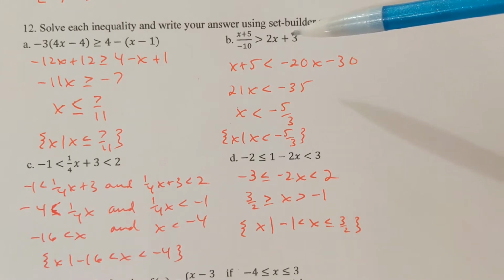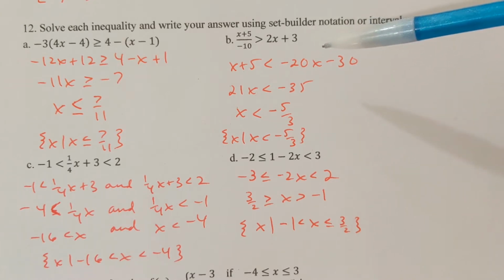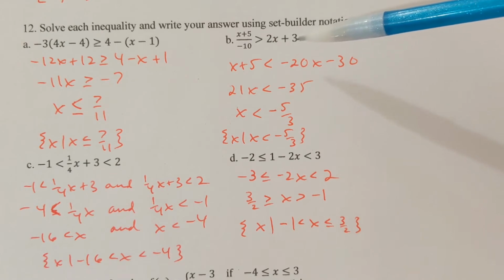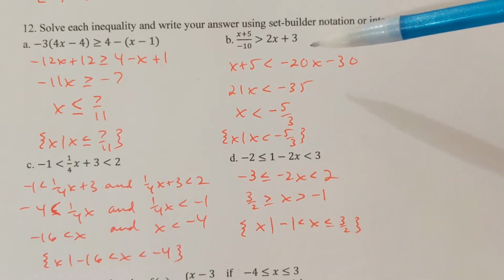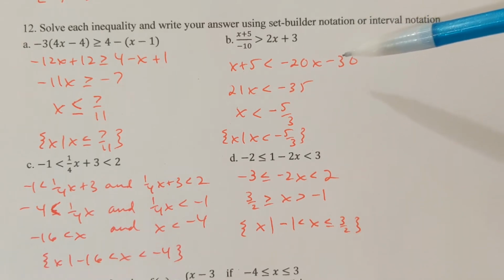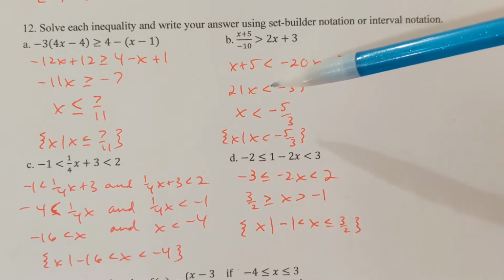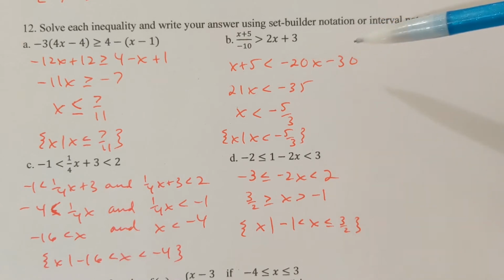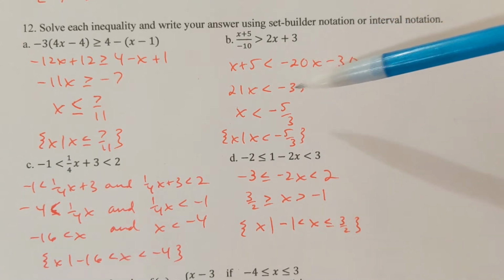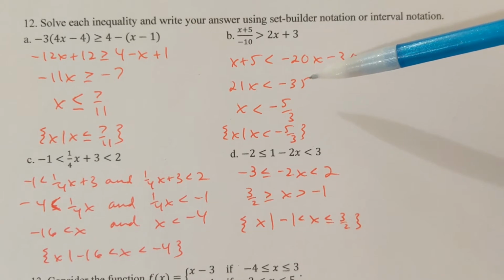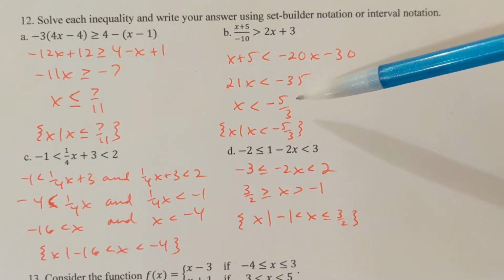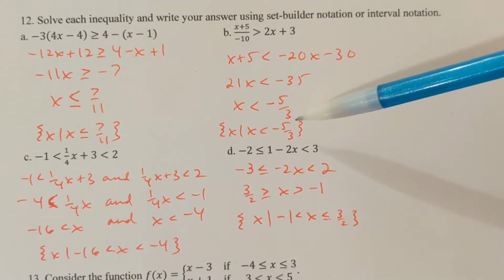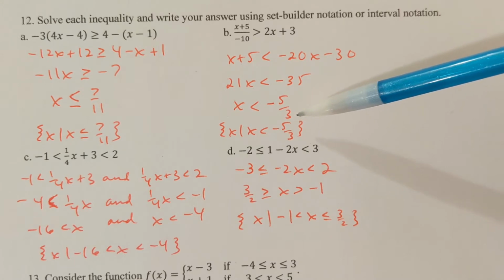Part B, (x plus 5) divided by negative 10 greater than 2x plus 3. If I multiply both sides by negative 10, negative 2x times 10 is negative 20x minus 30. Then let's add 20x and subtract 5 from both sides. 21x less than negative 35. x less than negative 5/3. Set of all x such that x is less than negative 5/3.